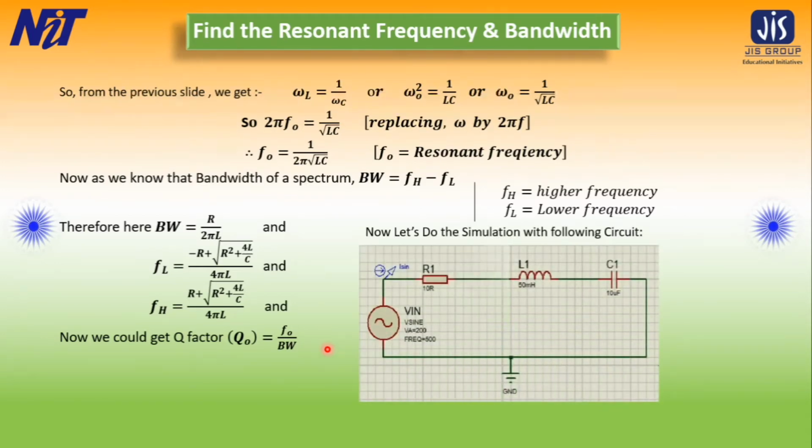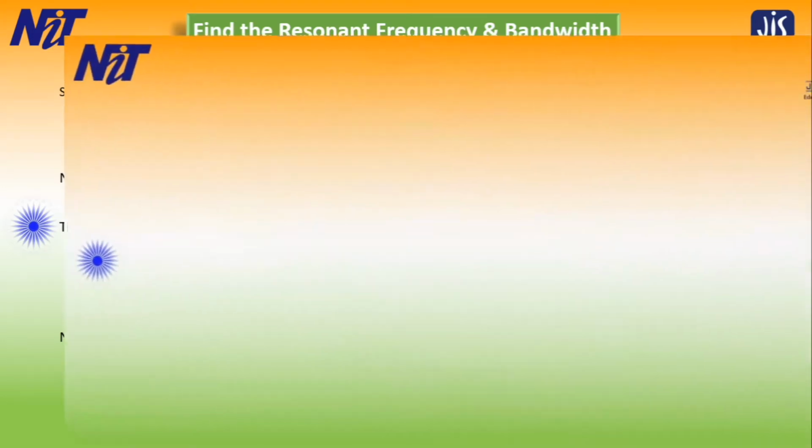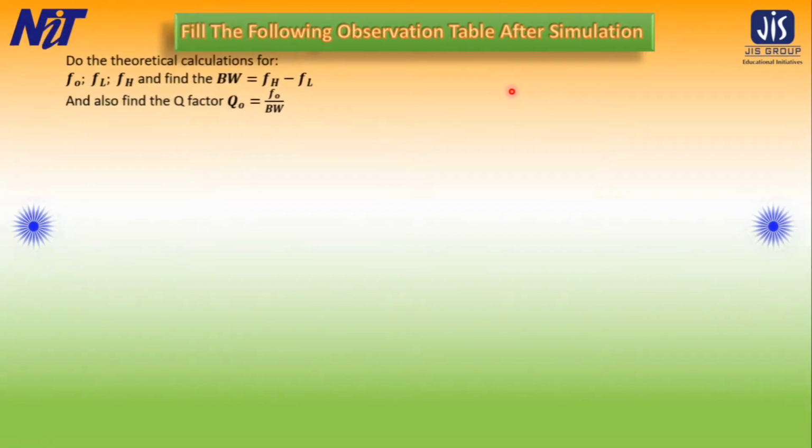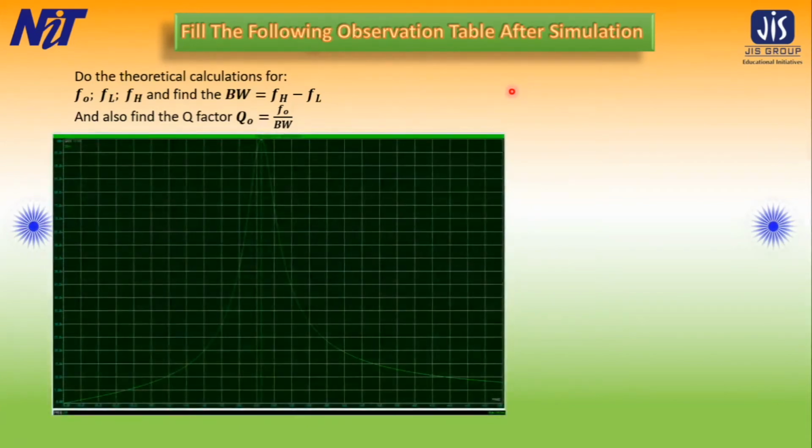Now let's do the simulation with the same circuit, series RLC, with the Proteus software. After doing the simulation, we have to fill this observation table. Here an observation table is given. After simulation, you will complete this table. When you complete your simulation in Proteus, then do your theoretical calculation.